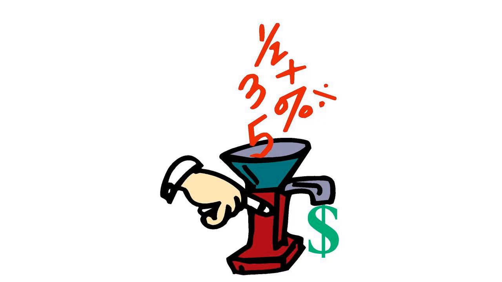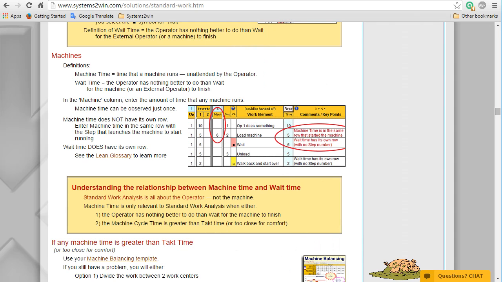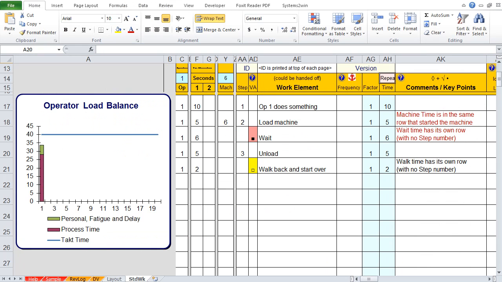Now the next special situations that are pretty doggone common are processes that involve machines. Yes, I have such difficulty trying to get my people to understand that standard work analysis is all about the operator, not the machine. That's right. Machine time is so unimportant that it doesn't even get recorded on its own row. Machine time gets recorded on the same row as the step that the operator performed that launched the machine.